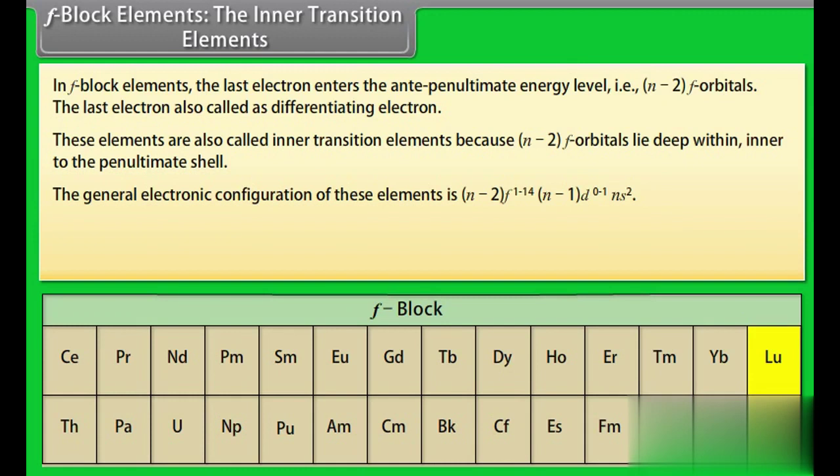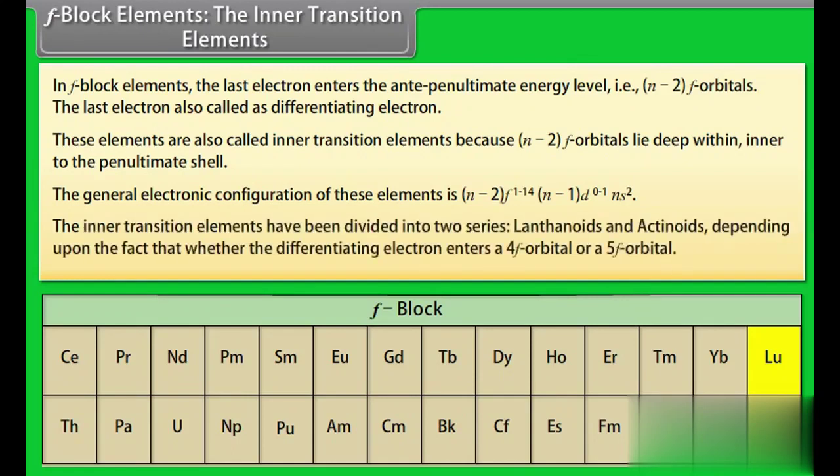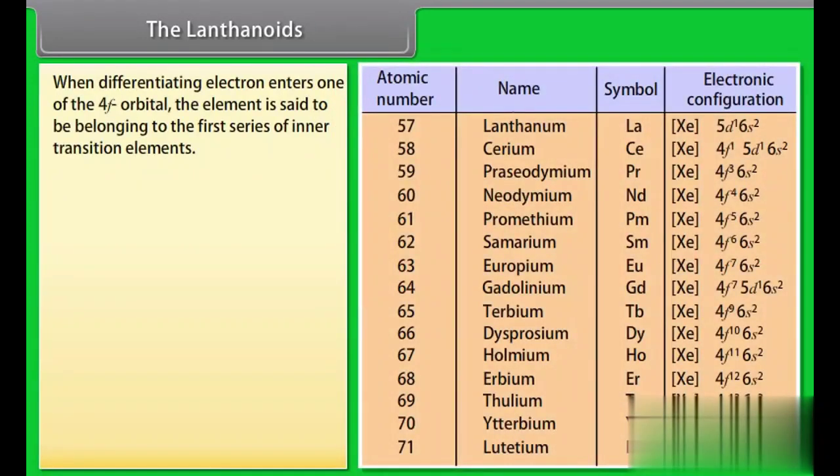The general electronic configuration of these elements is (n-2)f1 to 14, (n-1)d0 to 1, ns2. The inner transition elements have been divided into two series, lanthanoids and actinoids, depending upon whether the differentiating electron enters a 4f orbital or a 5f orbital. The lanthanoids. When differentiating electron enters one of the 4f orbital, the element is said to be belonging to the first series of inner transition elements.